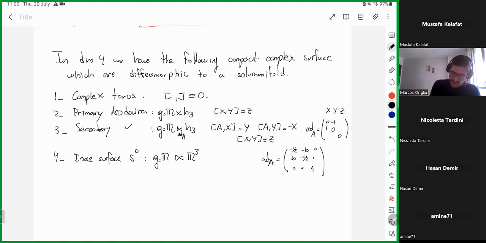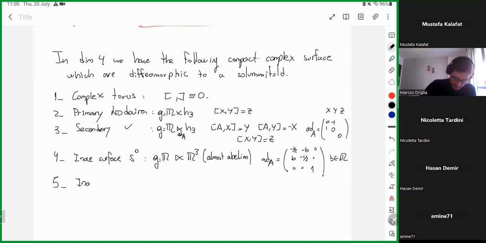Since they are solvmanifolds, remember, the Lie group admits lattices, so the Lie algebra has to be unimodular, which means that the trace of this adjoint operator has to be zero. So here it's zero, so here it is minus 1/2, minus 1/2 plus 1 is zero again. So B is any real number. And in this case, when you have one guy acting on an abelian ideal, this is called almost abelian. I will explain this case in more detail later.